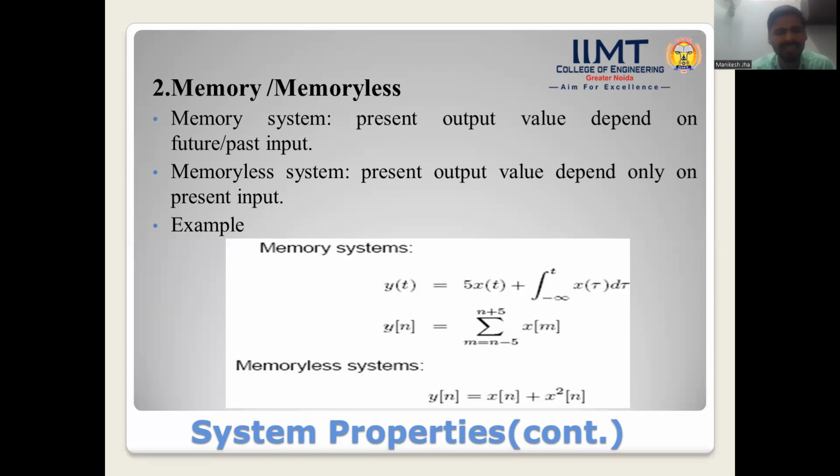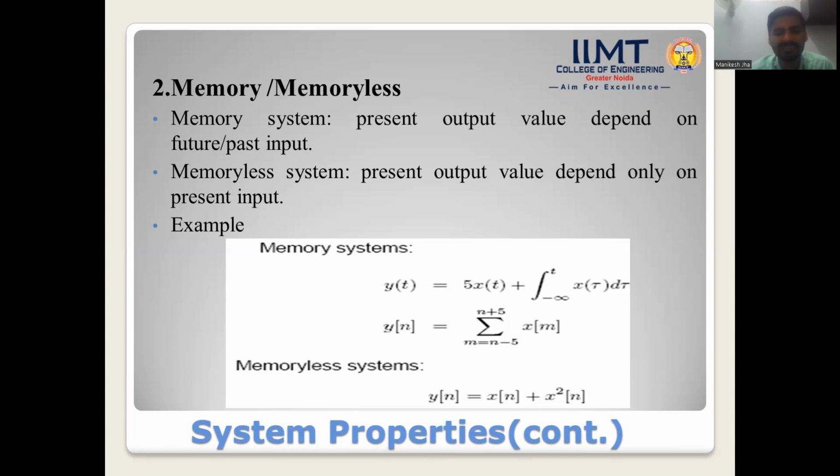So one example we are taking of a memory system. y of t equals 5x of t plus the integration from minus infinity to t of x of tau d tau. So the tau value lies between minus infinity and t. When we are taking from minus infinity to t, it means we are taking the previous values. When we are taking the previous values, it means it has some memory. So this is an example of a memory system.